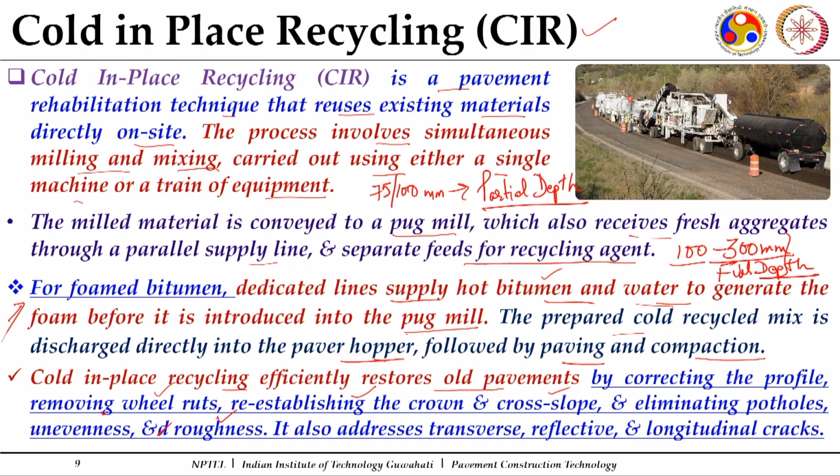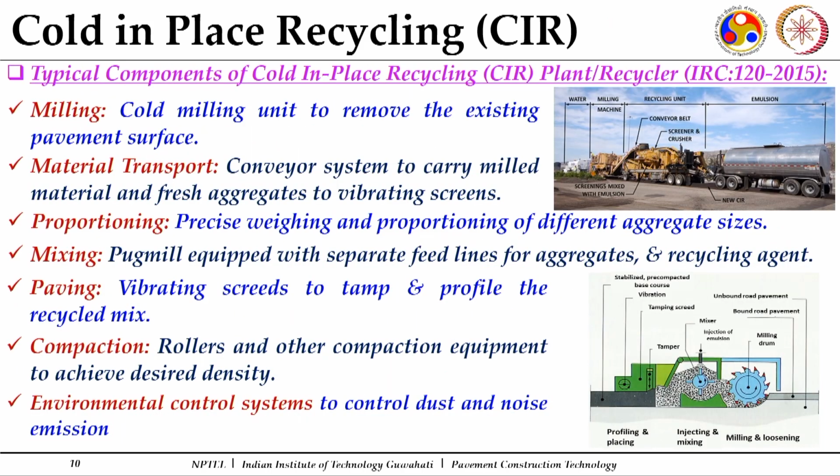So both are cold in place recycling, but the one attempted in depth ranges up to 75 to 100 mm comes under the category of cold in place recycling, and when the depth goes lower down, specifically to the unbound base courses or sub base courses, we call it full depth reclamation. Now, the typical components involved in a cold in place recycling plant or a recycler.